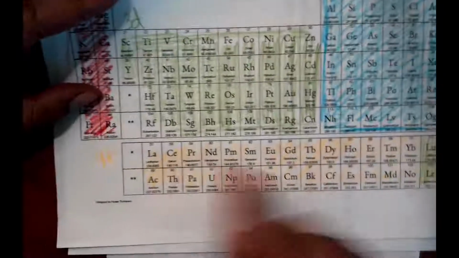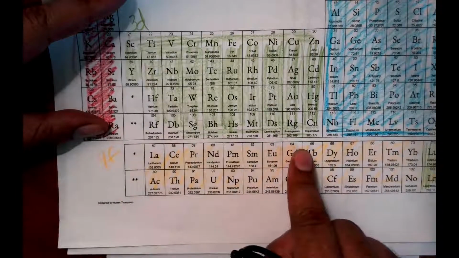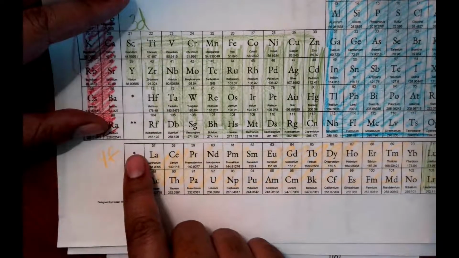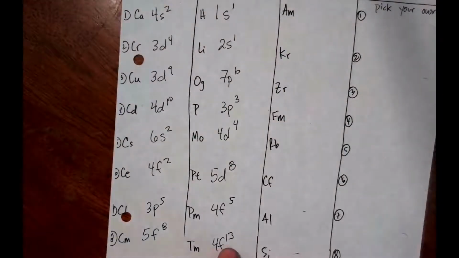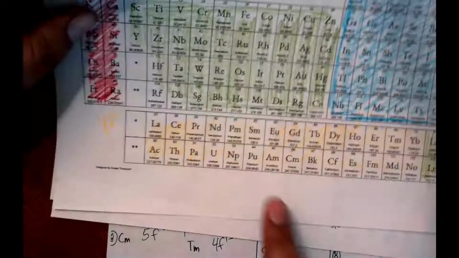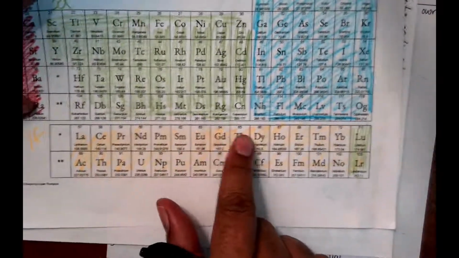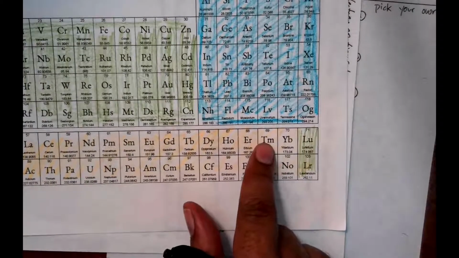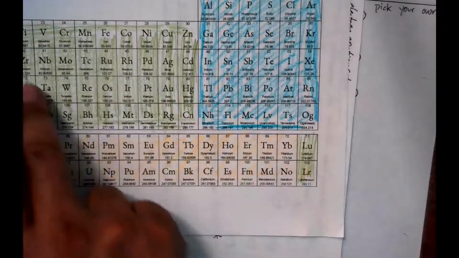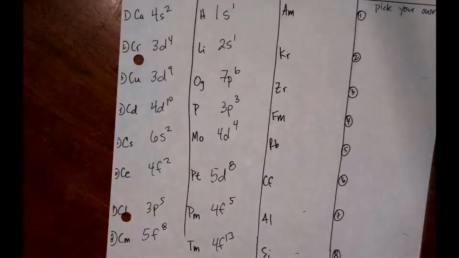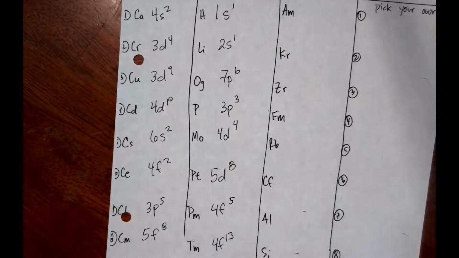Pm is 4f. We know it's in the F block. It's the 4th floor. But how many over? Remember, we don't count this, so it's 1, 2, 3, 4, 5. 4f5, and then Tm is 4f13. 1, 2, 3, 4, 5, 6, 7, 8, 9, 10, 11, 12, 13 is this one. And remember, F has 14 total. These two fit over here in this slot where the stars are. Okay, so that's 4f13.